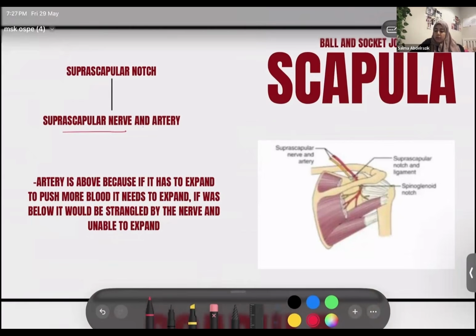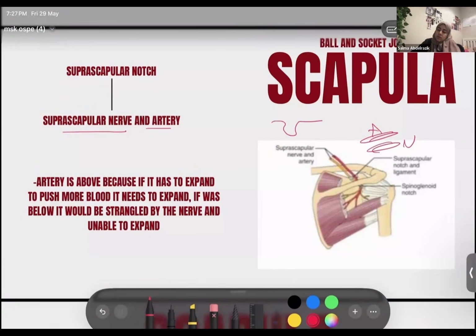Like we said, there's the suprascapular nerve and artery. Why did we say that the artery goes on top of the nerve? Because the artery pumps blood, so it needs to expand. If it was under the nerve, nerves don't expand, they don't pump blood. It would have been compressed at some point if it needed to expand. There's no space for it to expand. That's why it comes to the top.